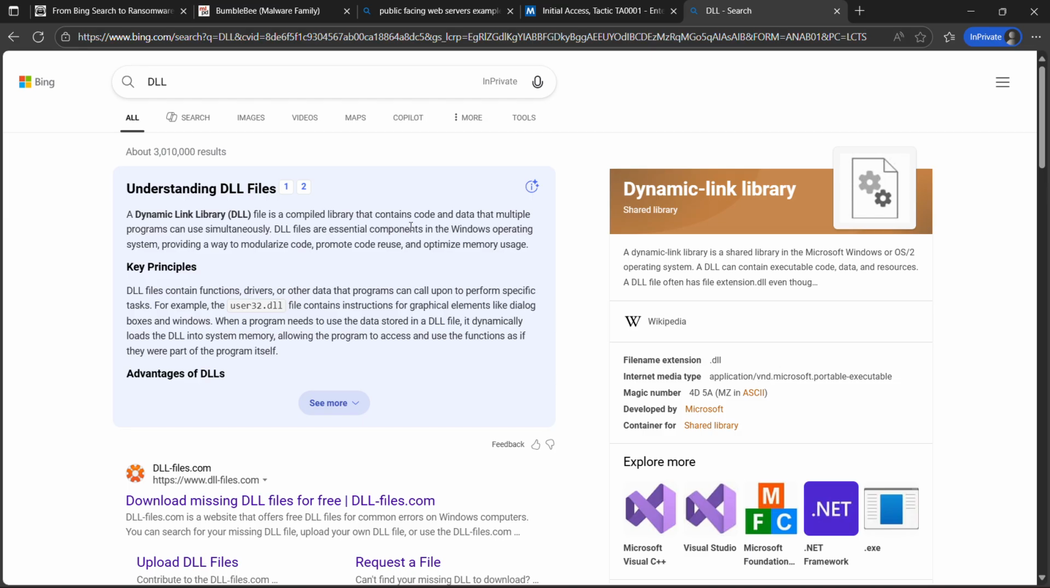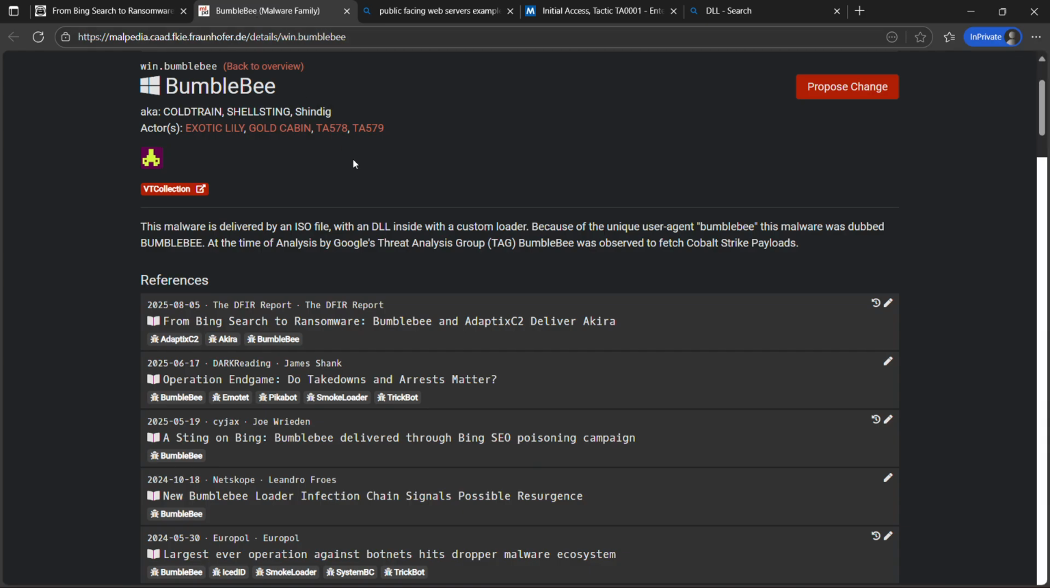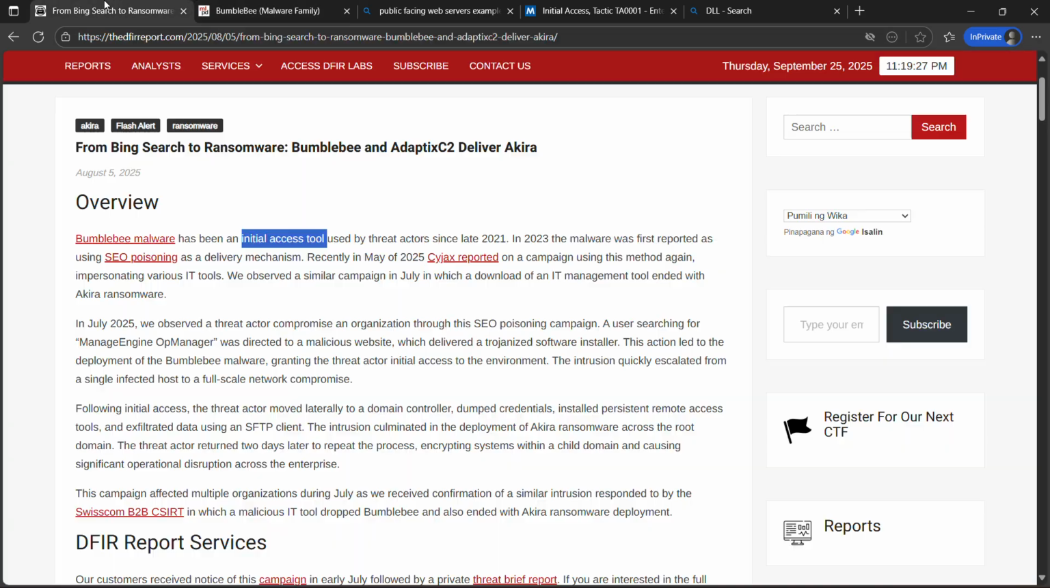Okay, okay. Providing a way to modularize code, promote code reuse, and optimize memory usage. So it's code that is used by the operating system. It's basically code.